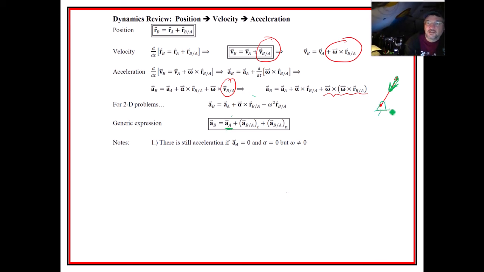Okay, now this right here would be A, and this would be B. There could still be, even if A was fixed right here, acceleration of B. And even if the alpha right here was 0, there could still be acceleration of B, as long as there's an omega. Otherwise, we would have this acceleration of B with respect to A normal, and this would be acceleration of B with respect to A tangential. And we could see what these two things are equaling right there.